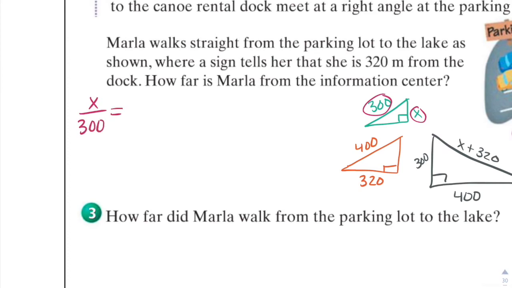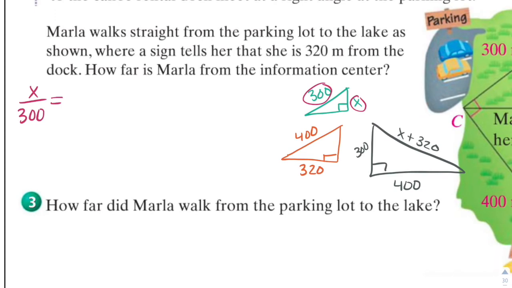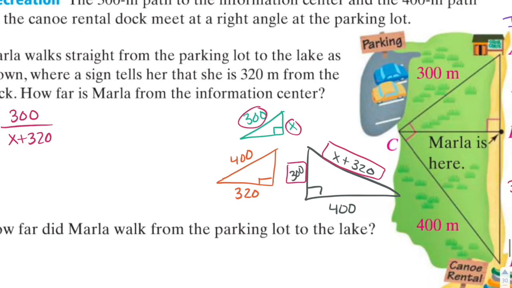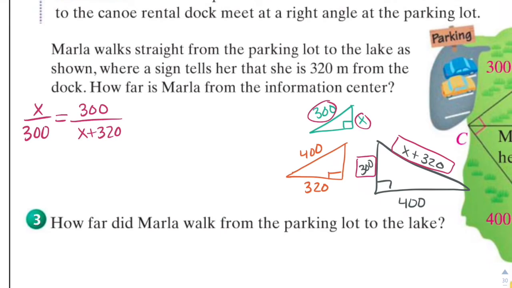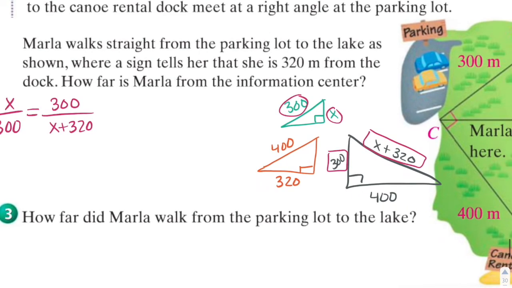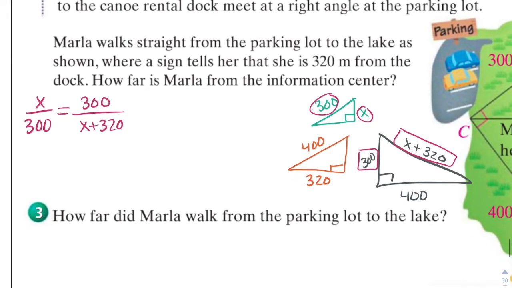as, and I'm going to pick 300 is to this total x plus 320. Now that's going to leave me with a squared value, and I would rather not have x squared. So let me choose a different setup.